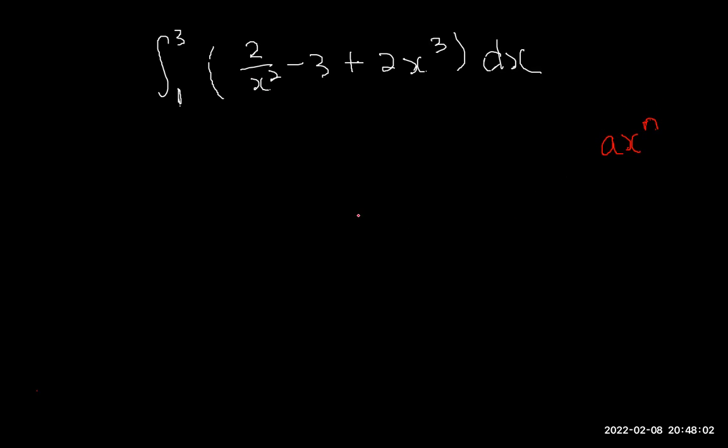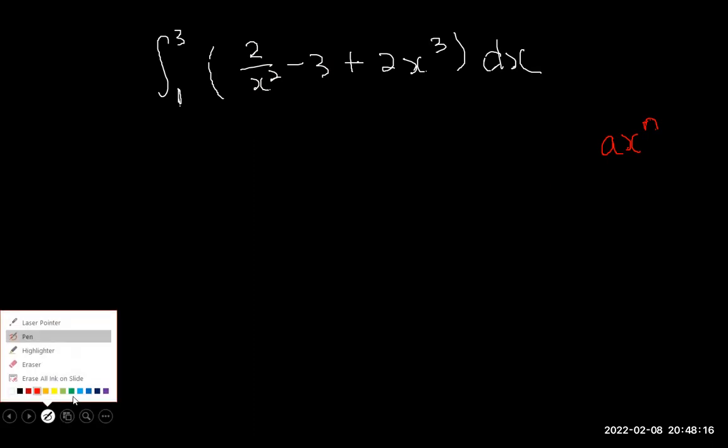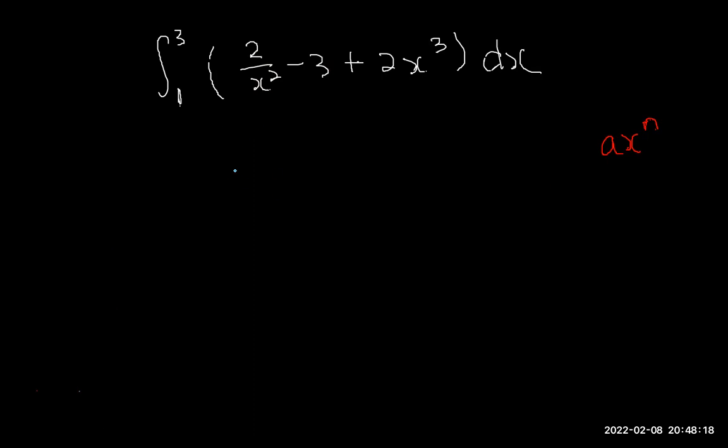What does that mean? I need to rewrite this into this form. How can I do that? Based on my laws of indices, I know that 2 on x squared is the same as writing 2 by x to the minus 2.